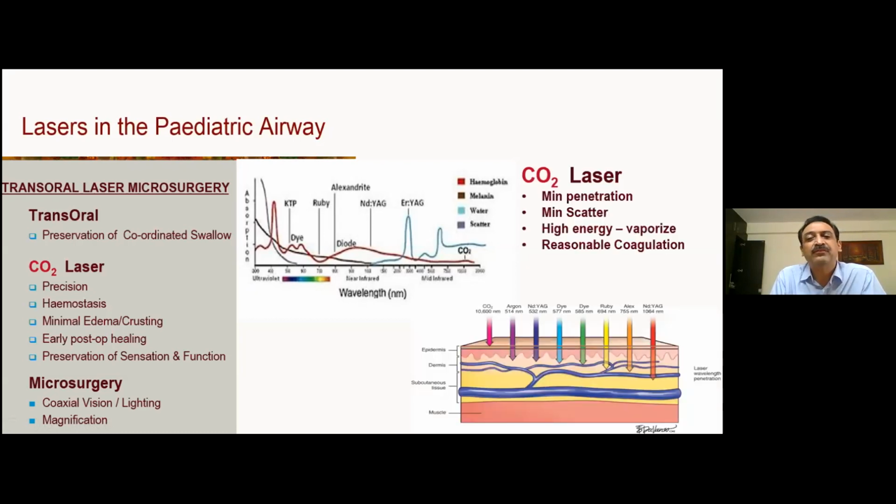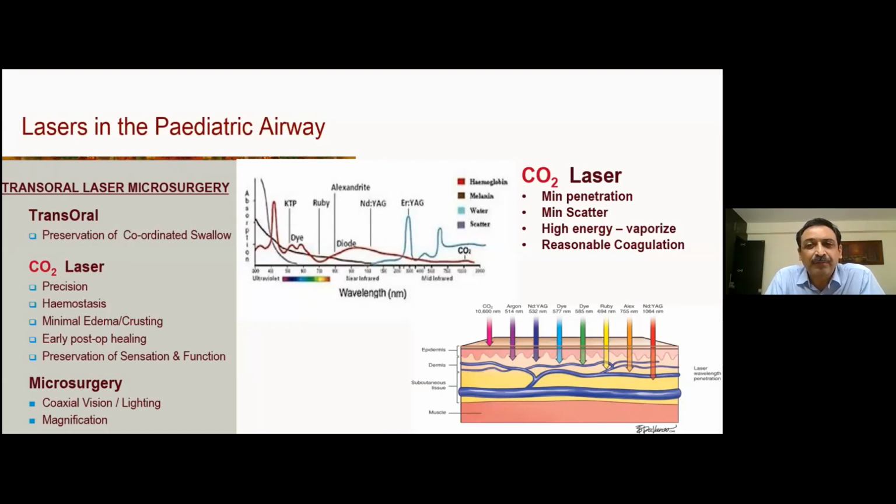The CO2 laser gives you the prime advantage of having very minimal tissue depth, tissue penetration and minimal scatter. So there are other lasers too which have minimal tissue penetration. They are the low frequency lasers, but they will have more scatter.